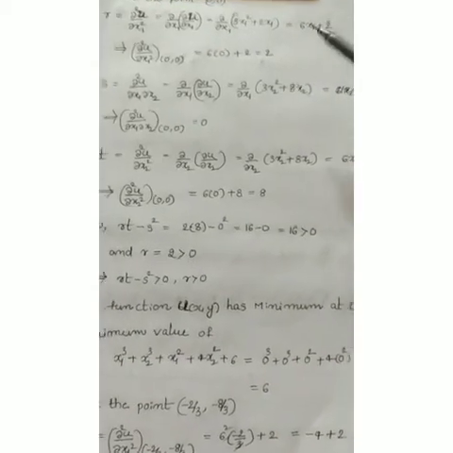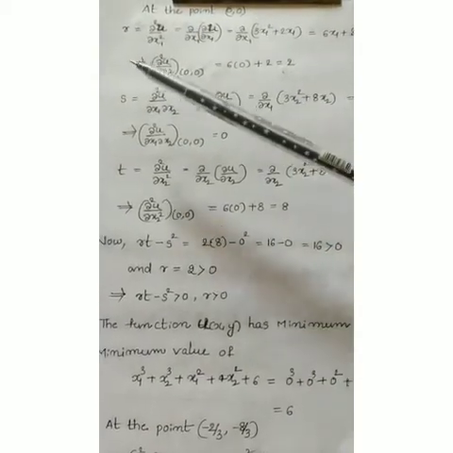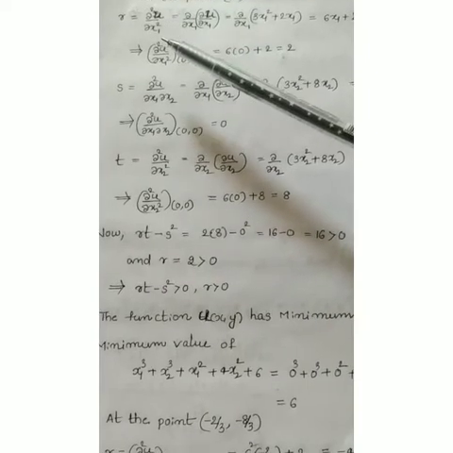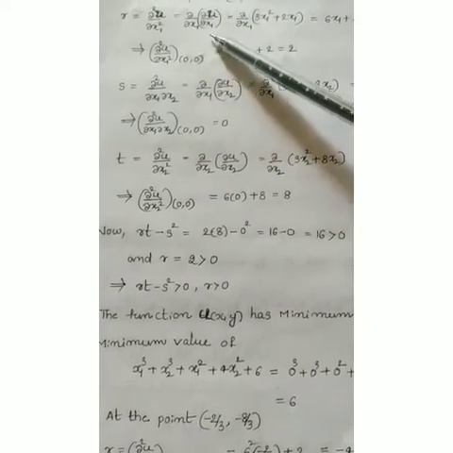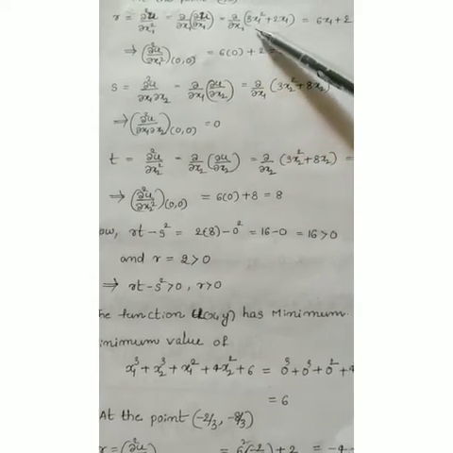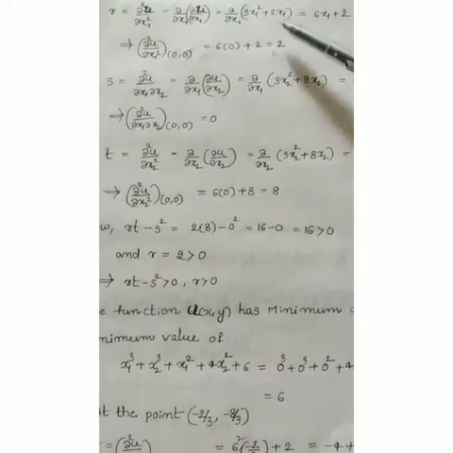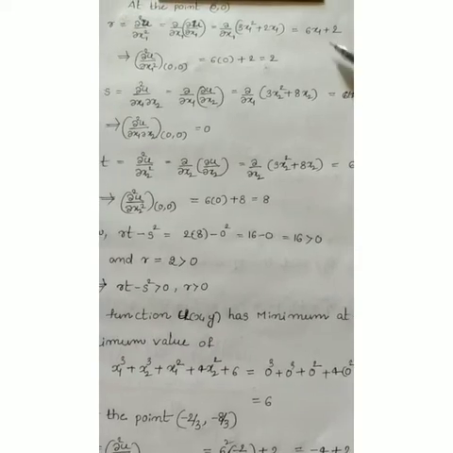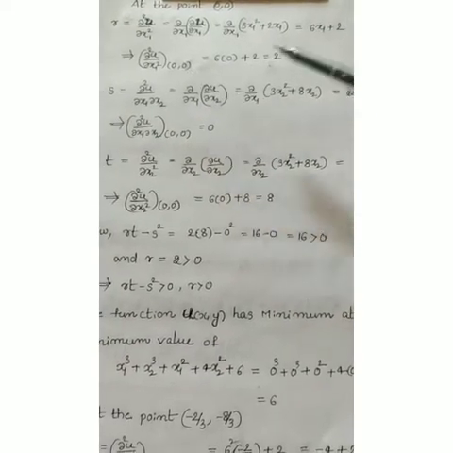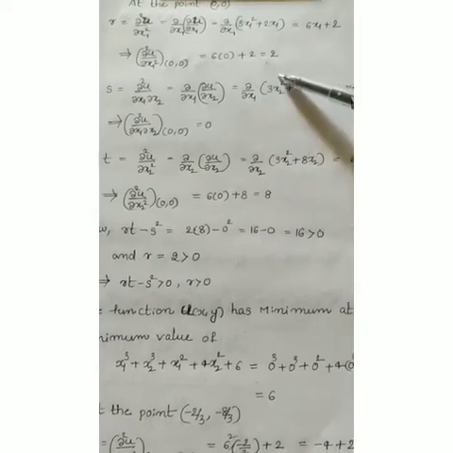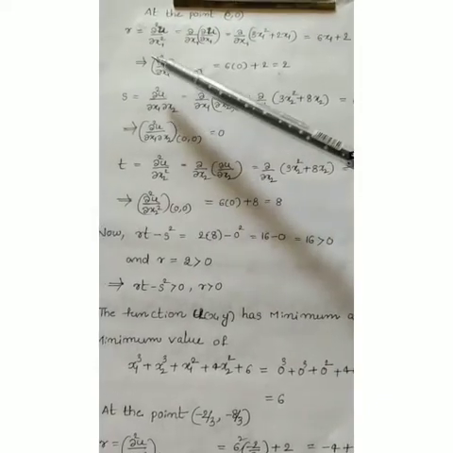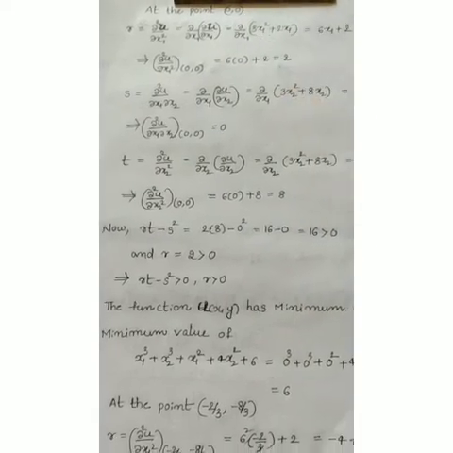Now at the point (0, 0), r equal to ∂²u/∂x1², that is ∂/∂x1 of ∂u/∂x1, that is ∂/∂x1 of (3x1² + 2x1), that is 6x1 + 2. Now at the point (0, 0), substituting x1 equal to 0, x2 equal to 0, 6 into 0 plus 2, that is 2. So we get the r value as 2 at the point (0, 0).